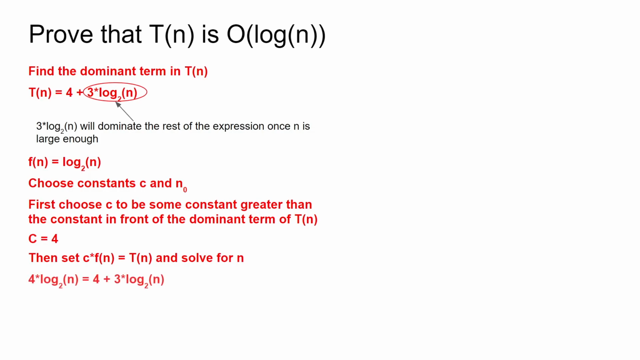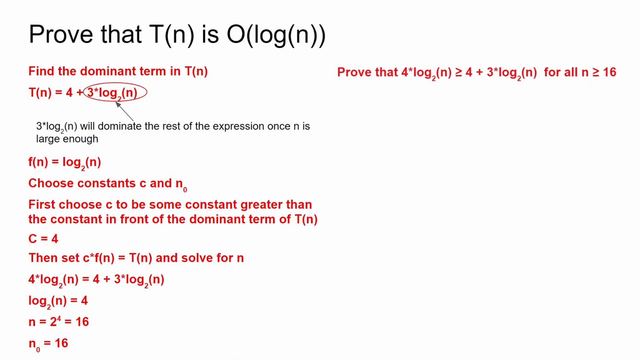So 4 log base 2 of n equals 4 plus 3 log base 2 of n. We can subtract 3 log base 2 of n from both sides, and we get log base 2 of n equals 4. Then, taking 2 to the power of both sides, we get n is equal to 2 to the power of 4, where n is equal to 16. From this, we will choose our n naught to be 16.